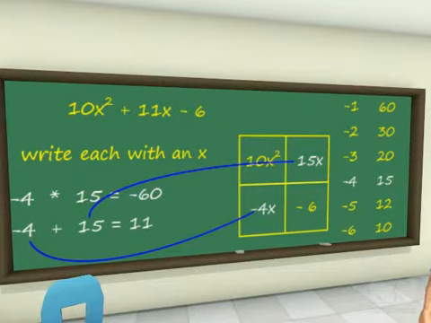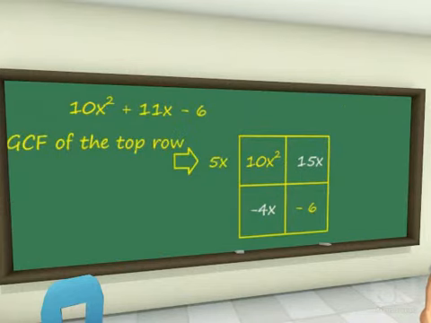Now we find the greatest common factor, the GCF, of the top row. In this case it is 5x. We factor the 5x out of the 10x squared and write the result above the top left square. In this case, when you factor out the 5x, you have 2x left, so we write 2x above the 10x squared term.